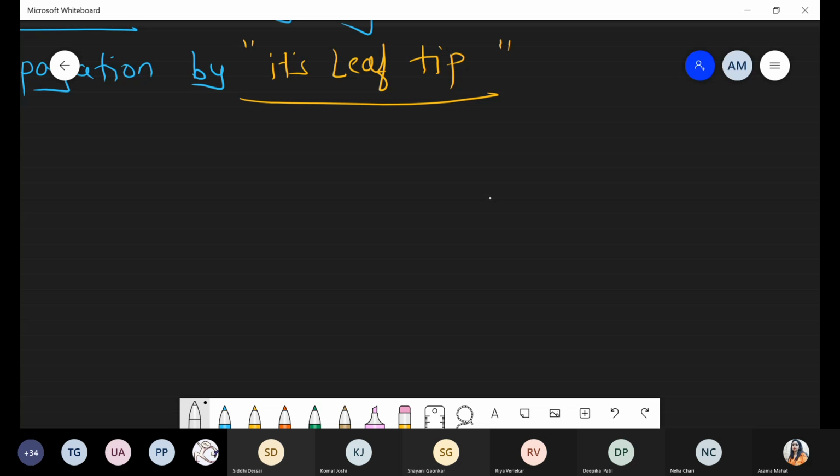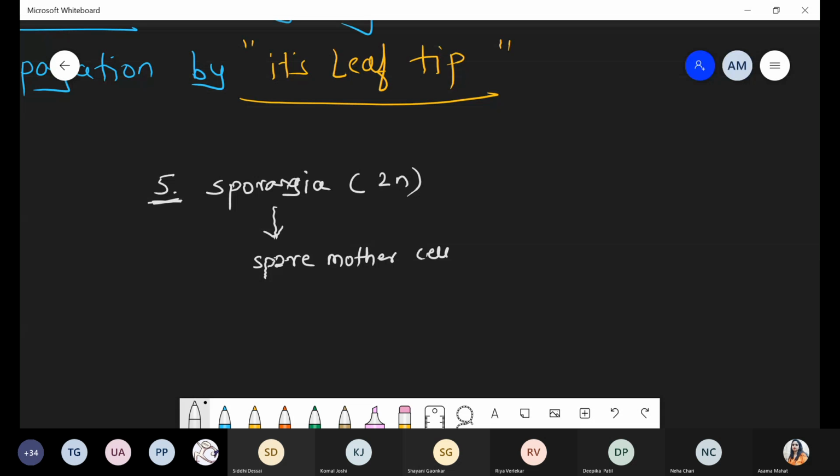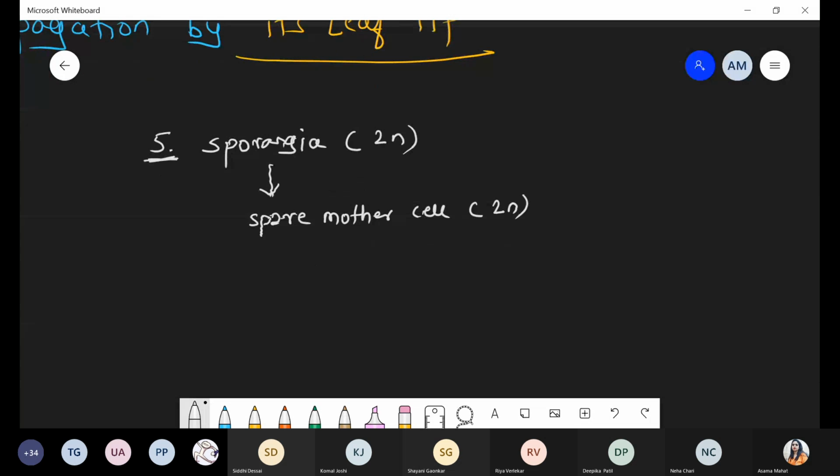So we are talking about some common features, and out of the common features, first of all, we are talking about the typical structure of the sporangia, number five. And you know very well, sporangia are diploid in nature, 2n condition. Inside the sporangia, there is a presence of spore mother cells, and the ploidy level of the spore mother cell, again, is diploid in nature. Now the spore mother cell undergoes the process of sporic meiosis.